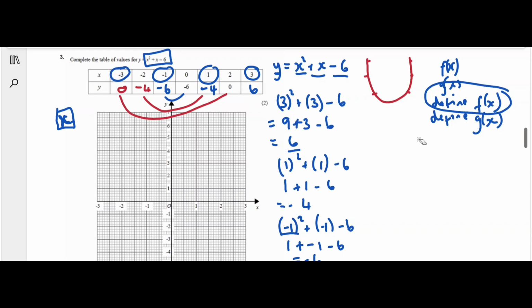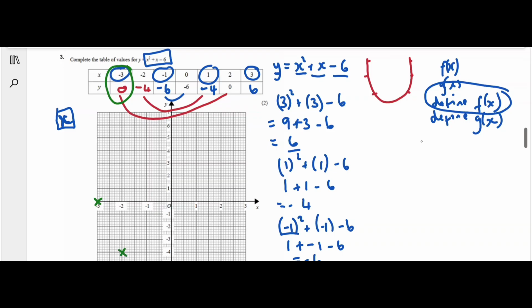So that gives me 2 marks for my table. What I need to do now is plot these. I'm going to do that in a different colour. I'm going to do that in green. And these are coordinate pairs. So I'm going to plot -3, 0, which goes here. -2, -4, which is here.